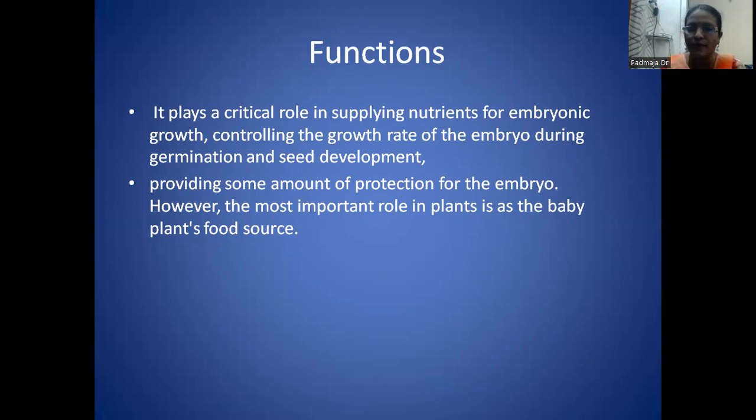This food is given by the endosperm present in the embryo sac, providing some amount of protection for the embryo. It not only plays the role of nutrition, providing food for the developing embryo, it is also giving protection. However, the most important role in the plant is as the baby plant source. So in order to get a small plant from a seed, it provides the food materials for developing a small plant. And these are related to the endosperm.